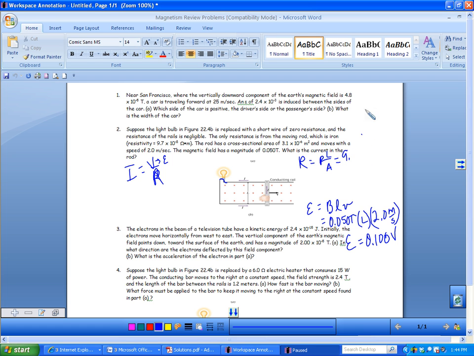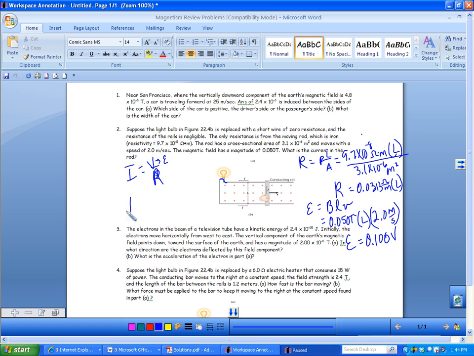Okay, let's fix that. 9.7 times 10 to the minus 8 ohms times meters. No value for L, so I'm just going to call it L. My area was given to me as 3.1 times 10 to the minus 6 meters squared. So when I solve for R, I'm going to get 0.0313. Check my units out, ohms over meters. And then I still have that L in there for the length because I don't know what that is.